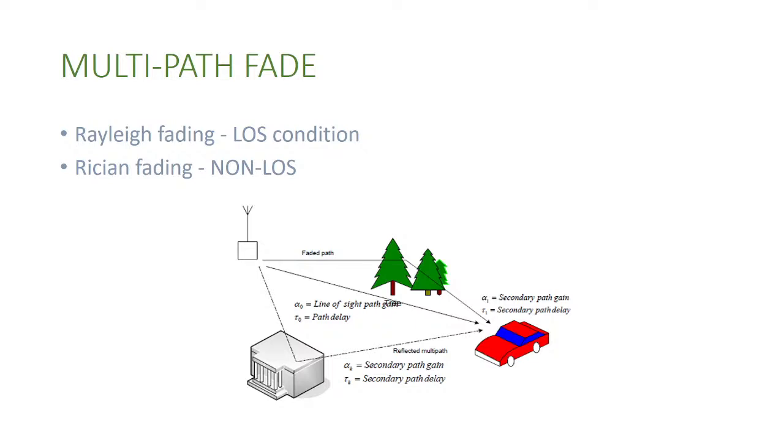Inside this multipath, there are two types: Rician fading and Rayleigh fading. Rayleigh fading mostly comes under the loss condition, whereas Rician fading comes under the non-loss condition.